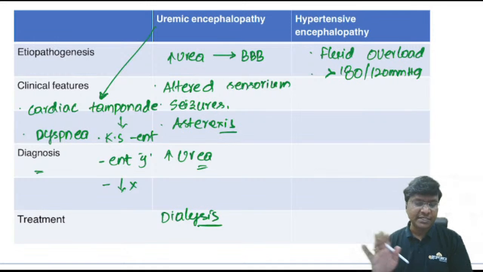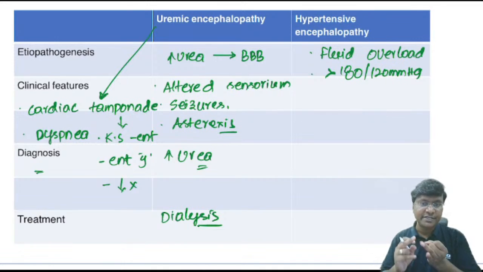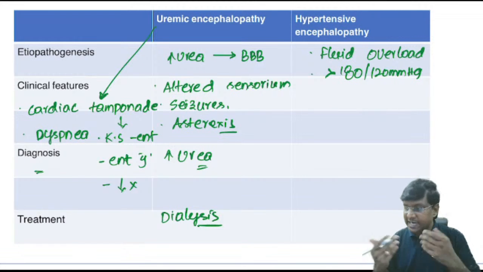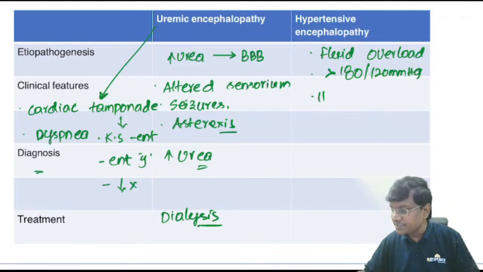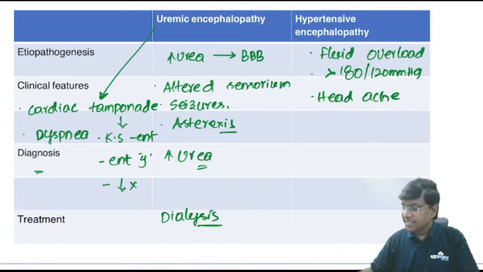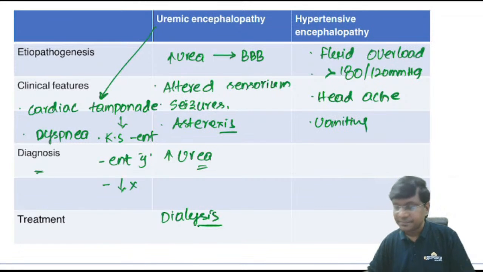In any encephalopathy, the manifestations will be the same. That is, they will be in a state of altered sensorium, they will be in a state of confusion, and they will also have seizures. Right. But the additional manifestation in hypertension is that they can present with very severe headache. Severe headache, confusion, altered sensorium, and even seizures. And not only that, these patients can also have profuse, excessive vomiting, right?